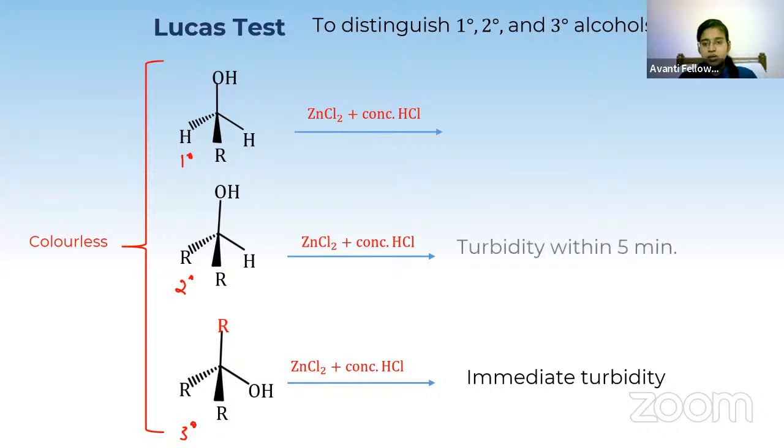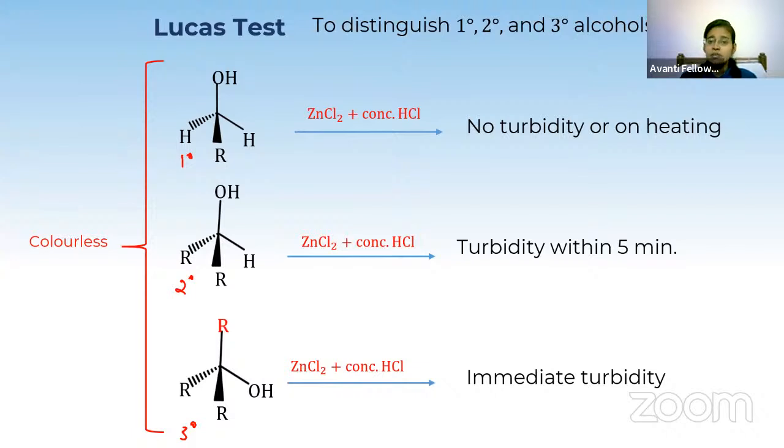And if the turbidity is formed within 5 minutes, then it is secondary alcohol. And if there is no turbidity, or if you are getting the turbidity only on heating, then you can come to the conclusion that the alcohol is the primary alcohol. So this is how we find out the different types of alcohol using the Lucas test.